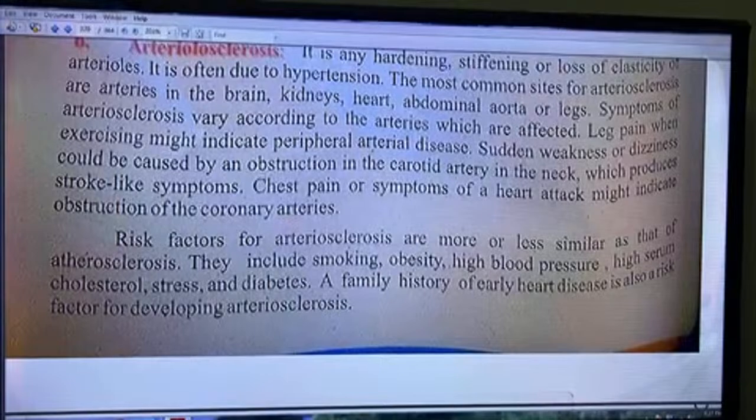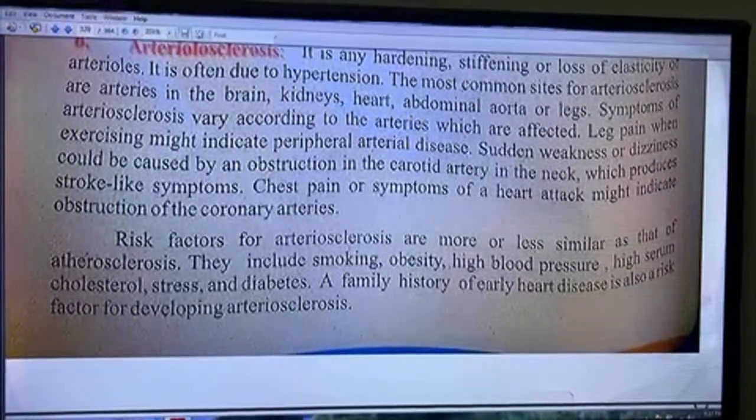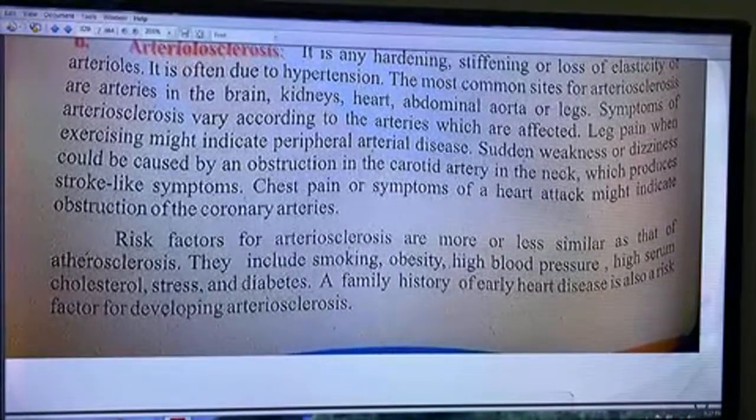Risk factors for arteriosclerosis are more or less similar to those of atherosclerosis. They include smoking, obesity, high blood pressure, high serum cholesterol, stress, and diabetes. A family history of early heart disease is also a risk factor for developing atherosclerosis.